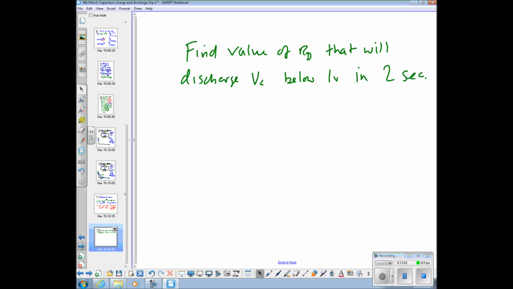Okay? So the formula we're interested in is the formula for little vc. We know that's equal to Vm e to the minus t over CR. Right? This time we're interested in R. We need to get R out of that formula. How are we going to start by rearranging that formula?